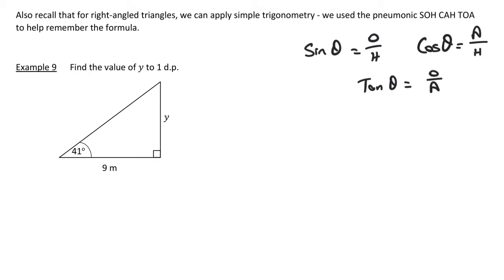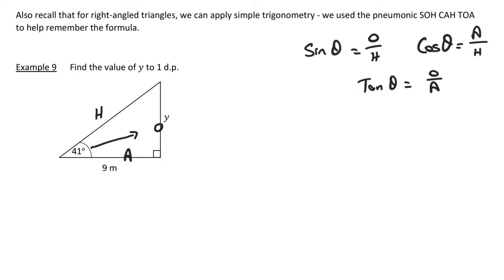So example 9, find the value of y to 1 decimal place. What we need to do is label the sides, the sides O, A and H. H is the hypotenuse, which is the one opposite the right angle. So that's the diagonal in this case. The opposite is the side opposite the angle. So here's the angle. So the side opposite it is y, so it's going to be O. And then the other side is the adjacent, which is the one beside the angle.